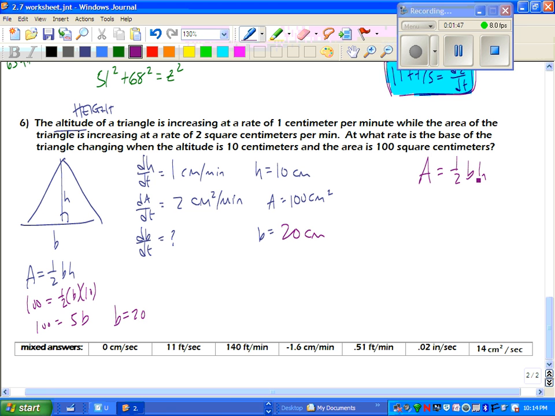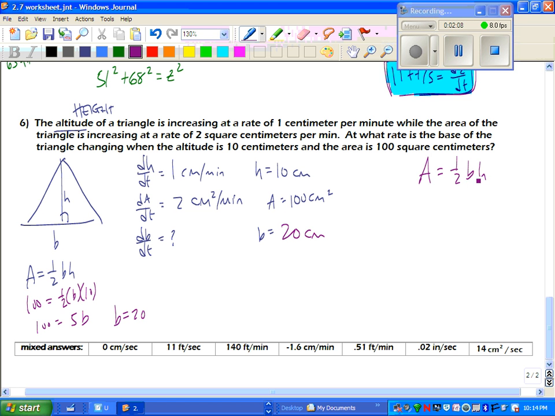Now, a lot of times, some problems we've done before, like the volume of the cone, we would substitute in. We don't want this many variables. But we have enough information here. We know dH/dt, we know dA/dt. The only rate we're missing is dB/dt. And we know H, A, and B. So we've got enough information to do it this way.